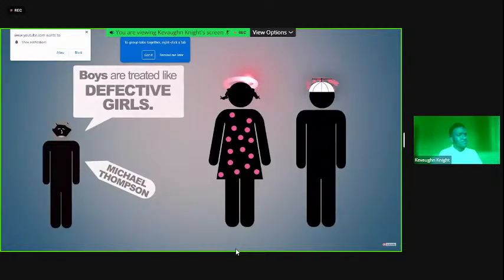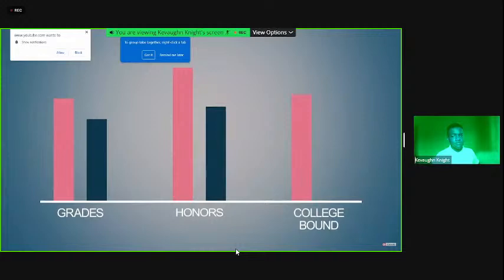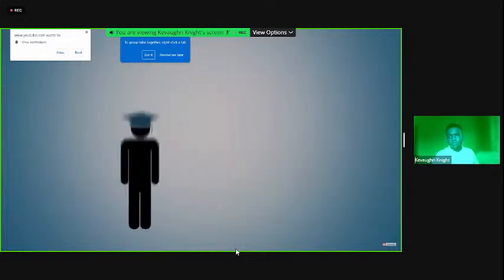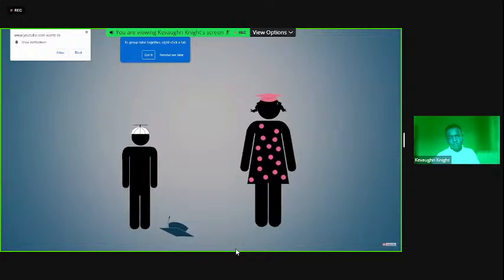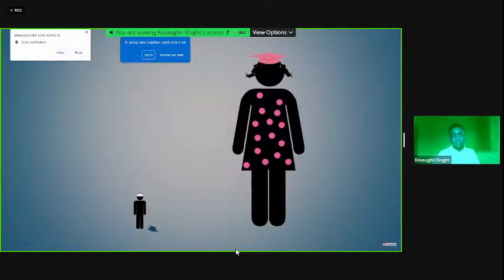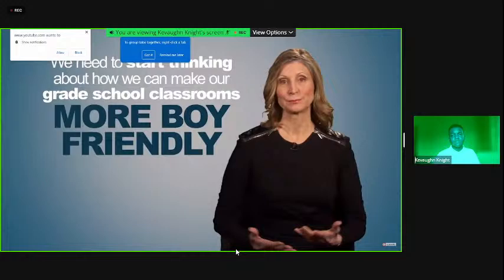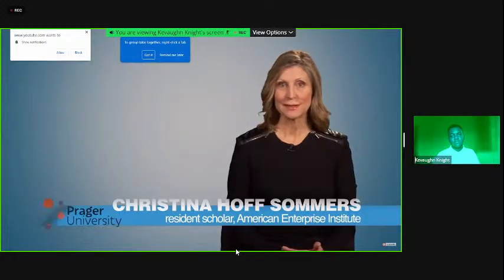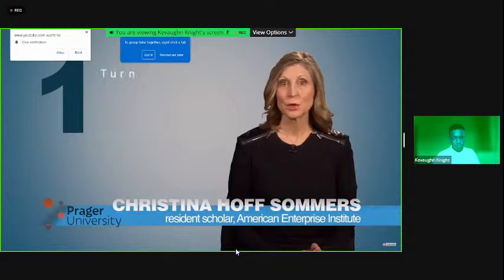Now, as a result, these defective girls are not faring well academically. Compared with girls, boys earn lower grades, they win fewer honors, they're far less likely to go to college. Boys are languishing academically while girls are prospering. In an ever more knowledge-based economy, this is not a recipe for a successful society. We need to start thinking about how we can make our grade school classrooms more boy-friendly. Well, here are 4 reforms that would make a very good start.